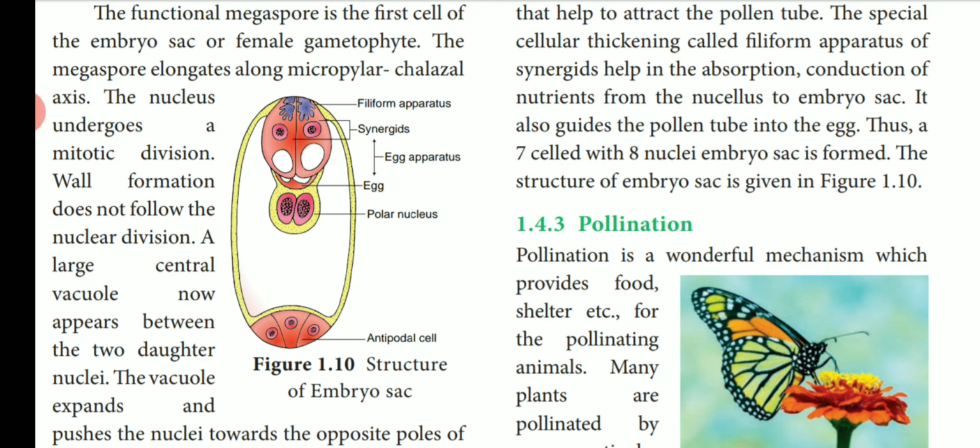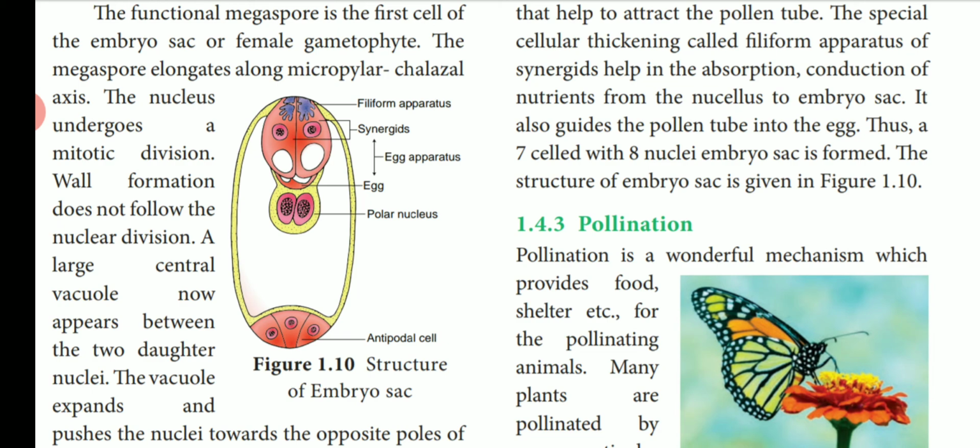They may ask in 2 marks: what is meant by filiform apparatus and what are the functions of the filiform apparatus. Filiform apparatus is a special cellular thickening and helps in the absorption and conduction of nutrients from the nucellus into the embryo sac.